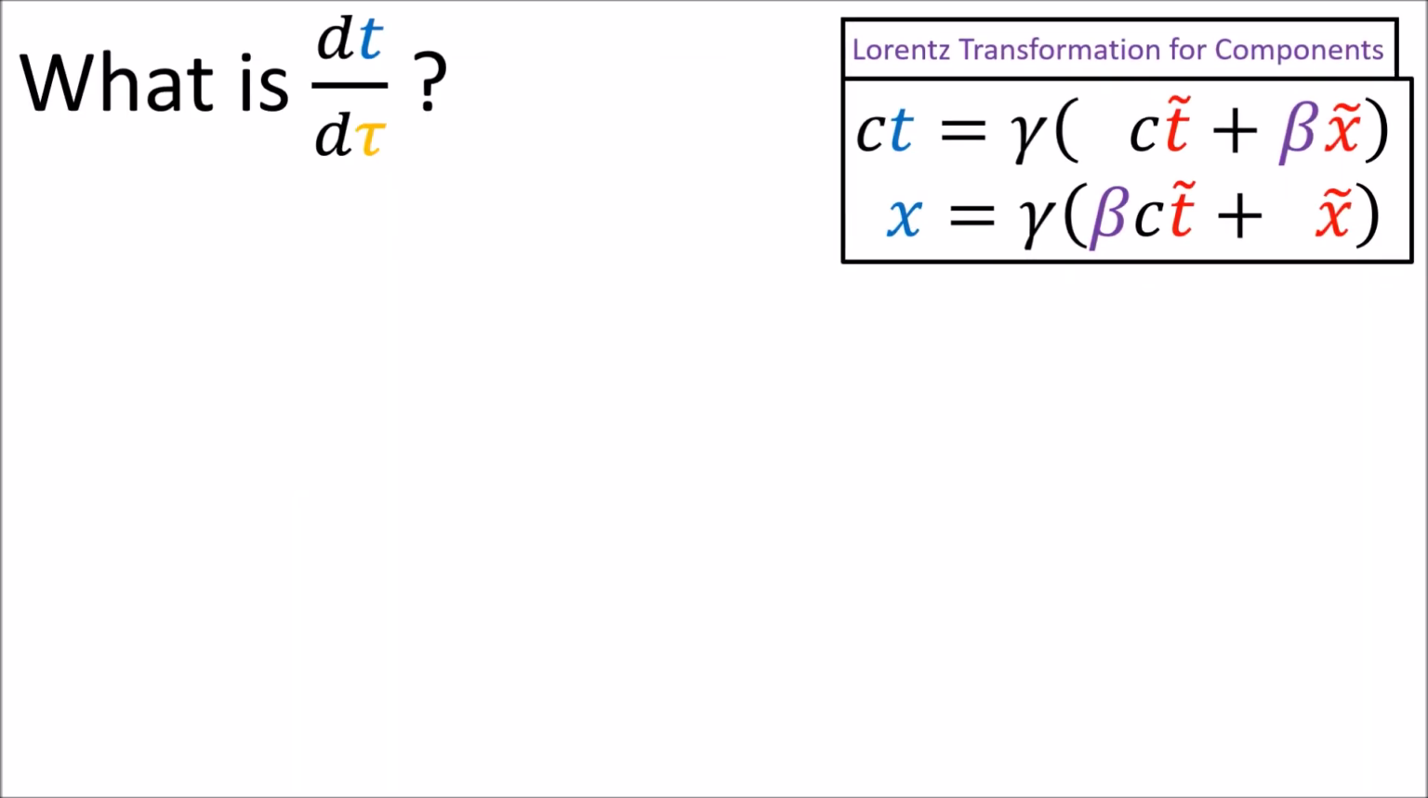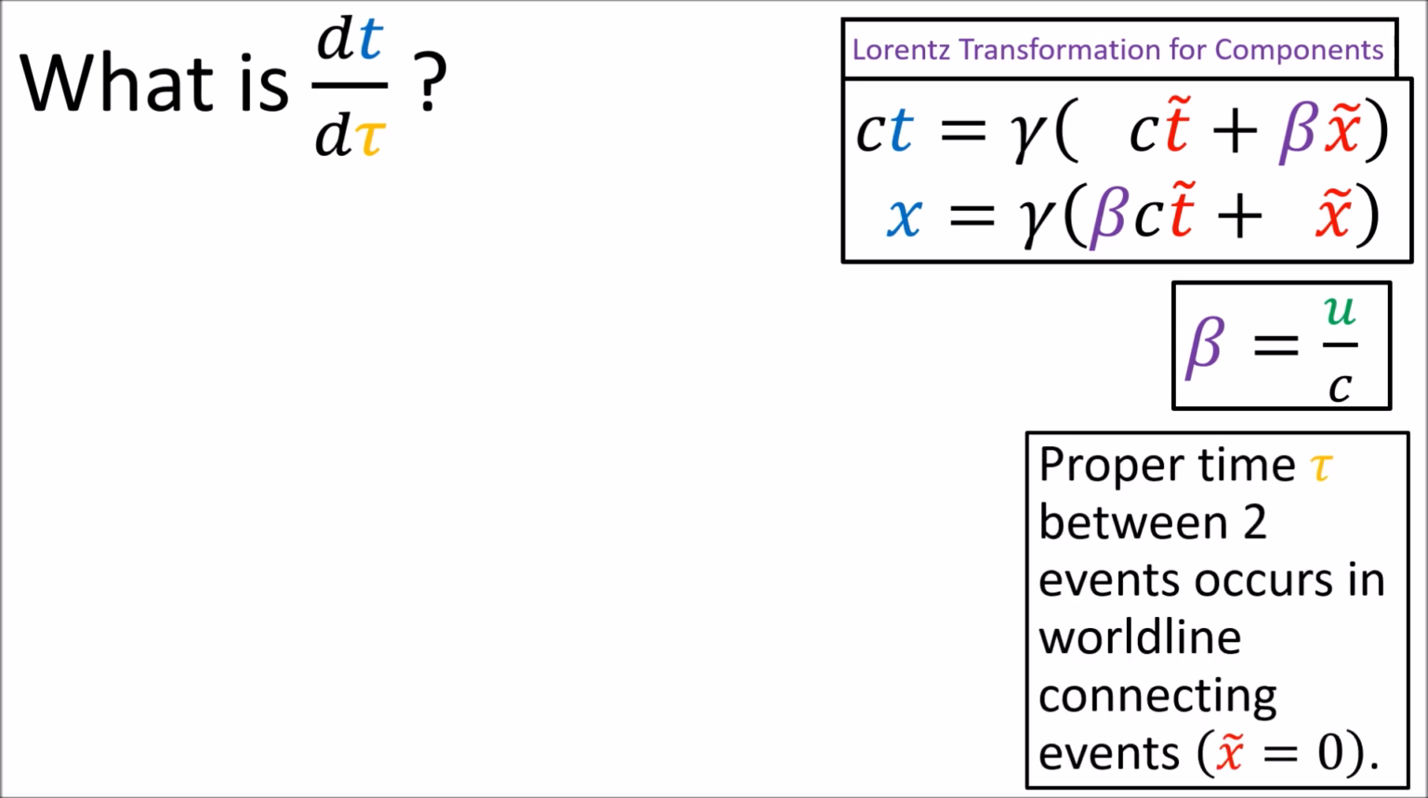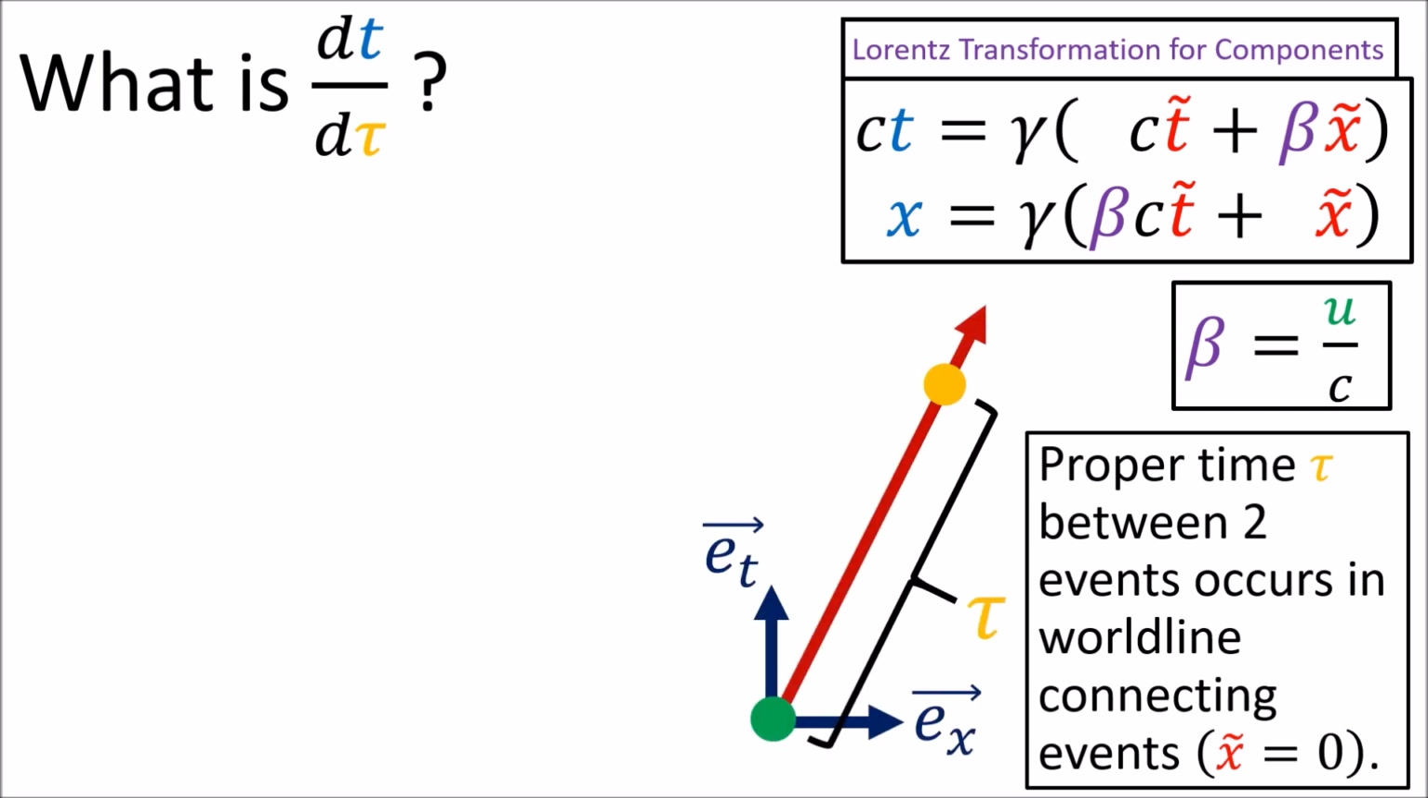Recall the Lorentz transformation from a coordinate system ct tilde and x tilde to another coordinate system ct and x. Here, beta is just the fraction of the speed of light, u over c, and gamma equals 1 over the square root of 1 minus beta squared. Recall that the proper time tau between two events is the time measured between events in a coordinate system where the events happen at the same position. Let's say in the frame ct tilde and x tilde, these two events happen at the same position, so x tilde equals 0 between these two events.